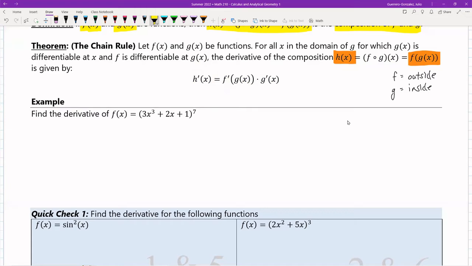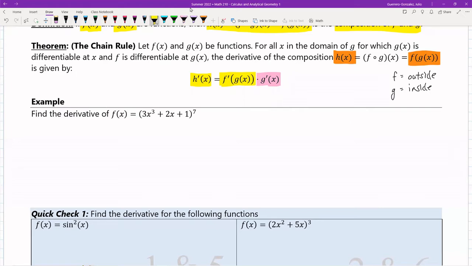Notice that when we want to take the derivative, it's the derivative of the outside function, our f function, leaving the inside untouched, and then times the derivative of the inside. So this is the way the chain rule works. It's the derivative of the outside, leaving the inside alone, and then taking the derivative of the inside and multiplying them both together.